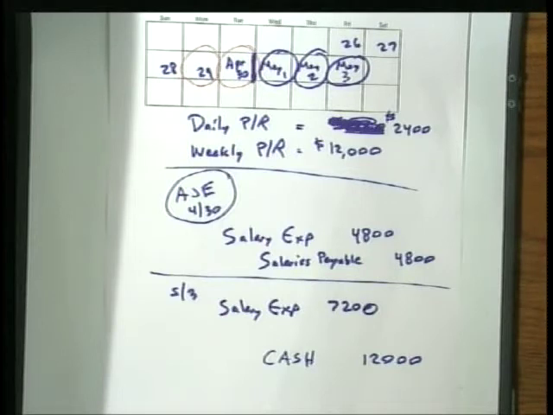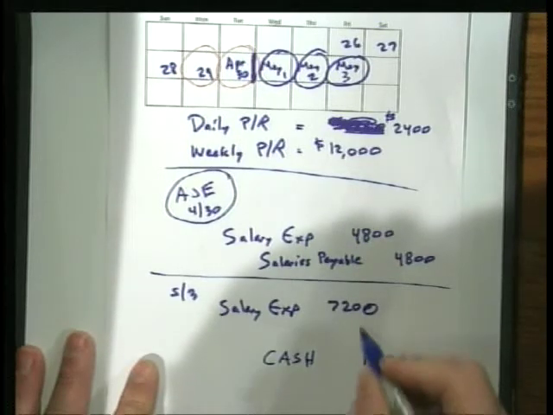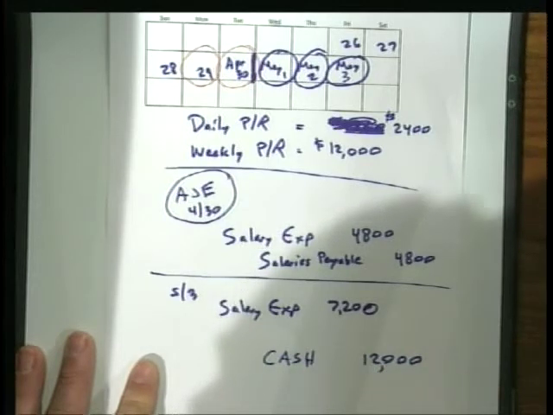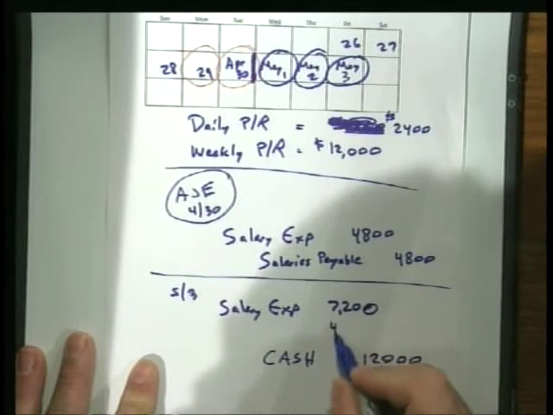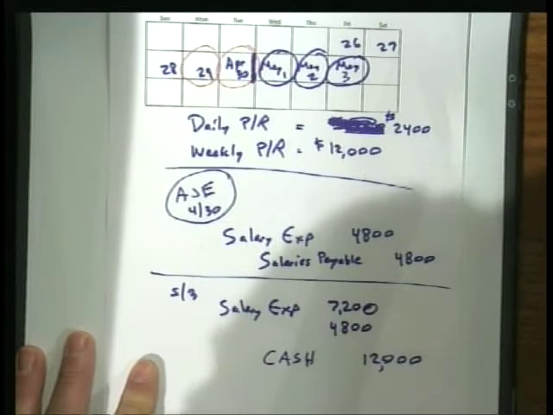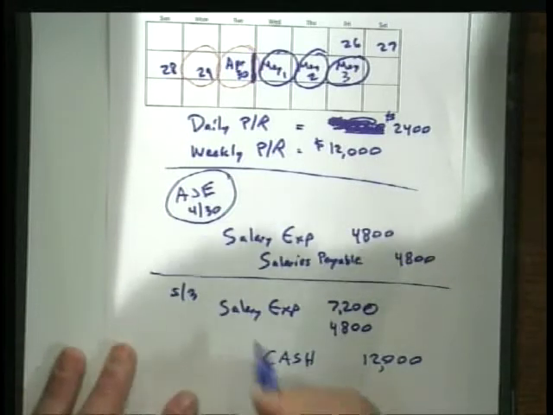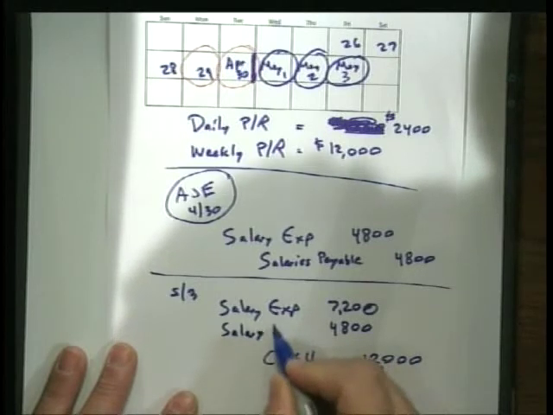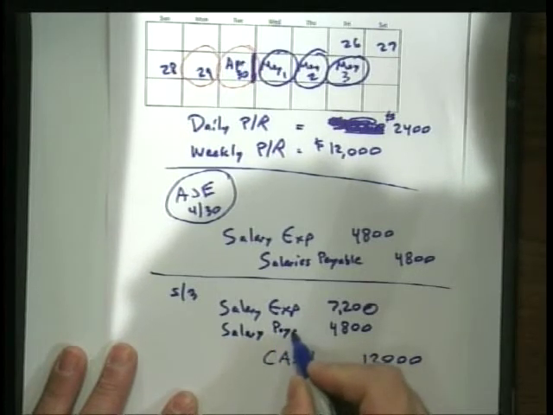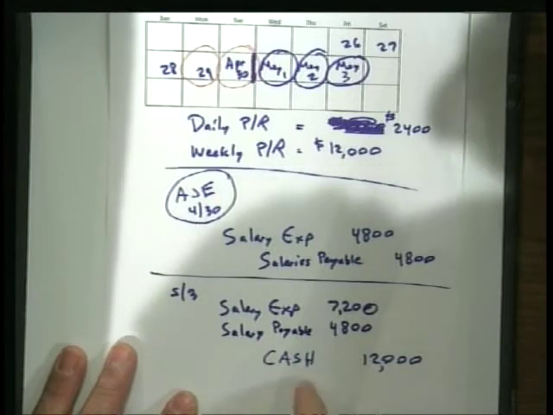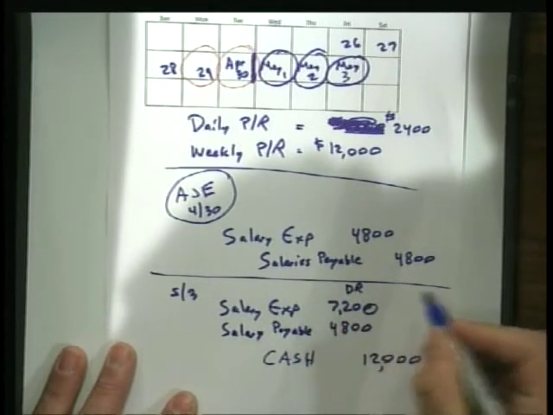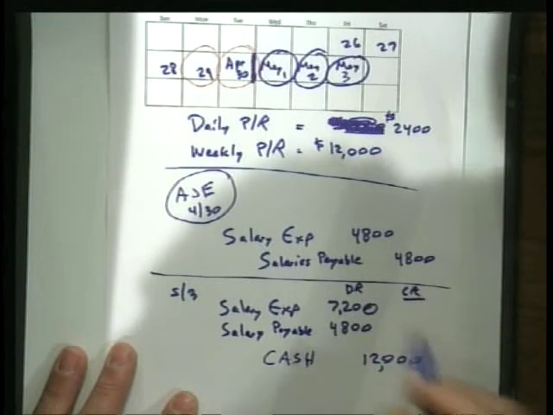Well, that journal entry doesn't balance, does it? We need another debit for how much? What do you think gets debited? Salaries payable gets debited, because we have now satisfied or extinguished that liability. These are my debits. This guy over here is my credit. Okay?